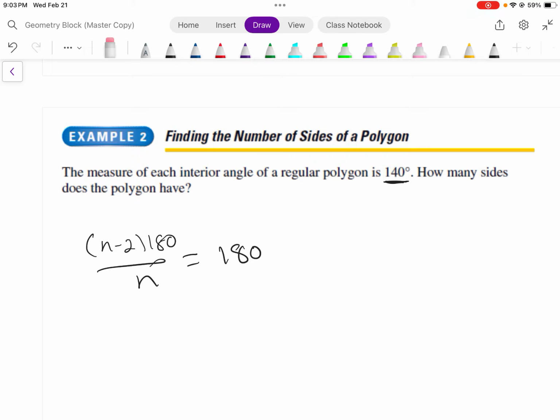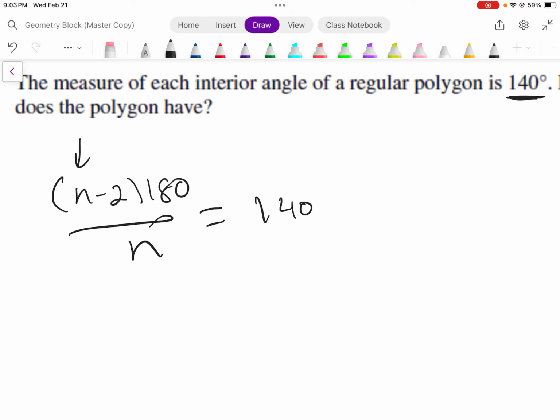Now I know that it's 140, and I need to figure out how many sides there are, because n is what's representing the number of sides. So you have to memorize this formula and know when to use it. Understand that it represents the measure of a single angle in a regular polygon. And if I'm given that angle, I set it equal to that.